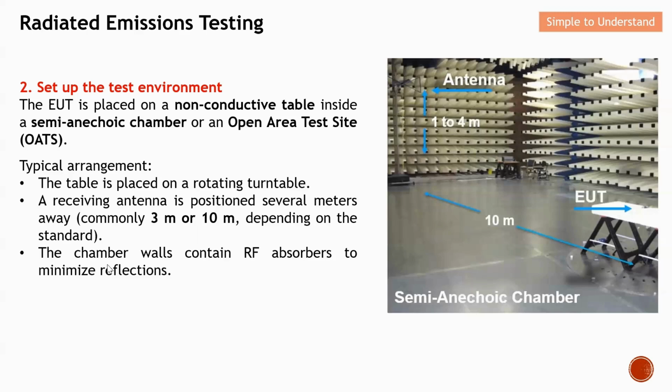Next, the chamber wall contains a lot of RF absorber, you can see from here. This is to minimize the reflection as much as possible, which I have explained earlier on.